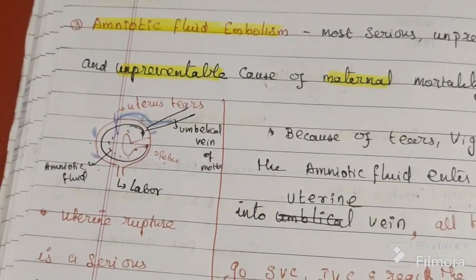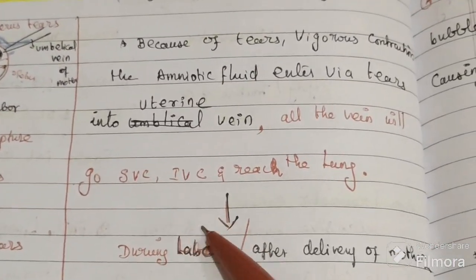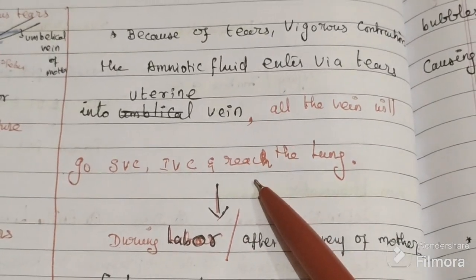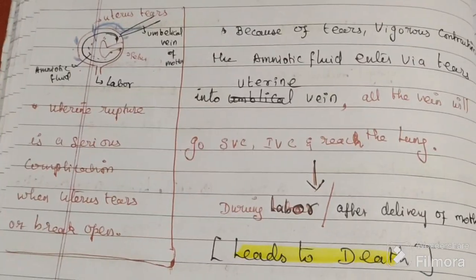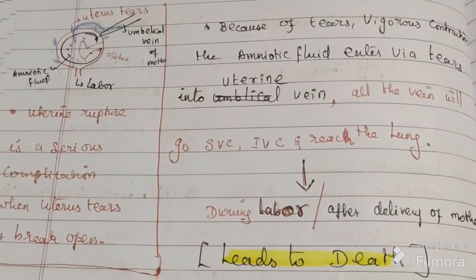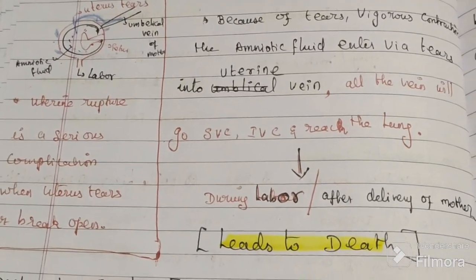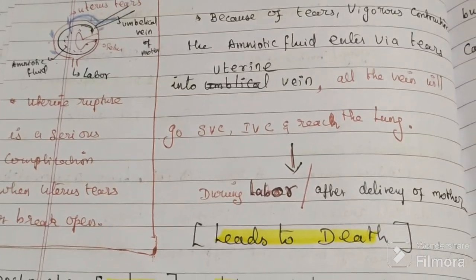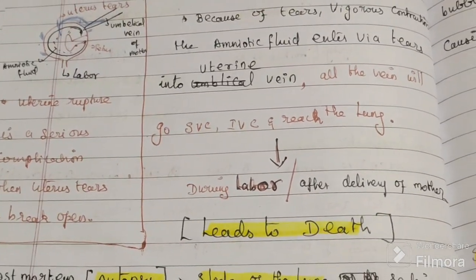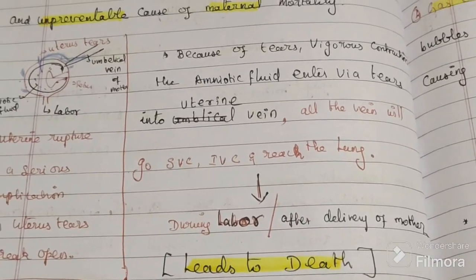Where will the vein go? All the veins go to the SVC and IVC, and finally it reaches the lungs. So the embolus is an amniotic fluid embolus. It is a liquid embolus. It will reach the lungs, leading to pulmonary edema. It can lead to sudden death during labor or just after delivery of the mother.